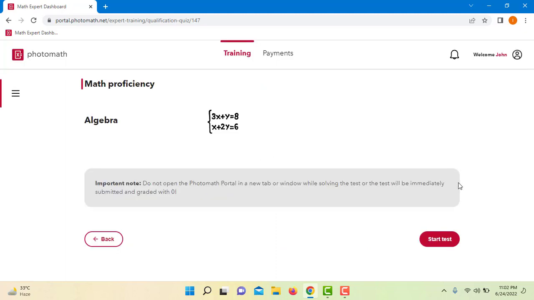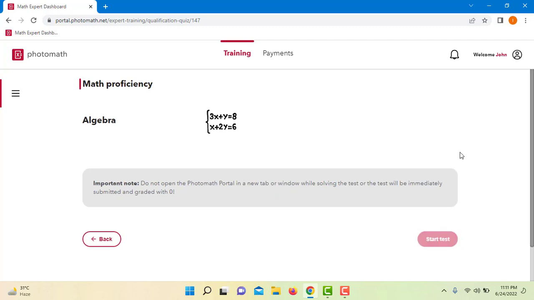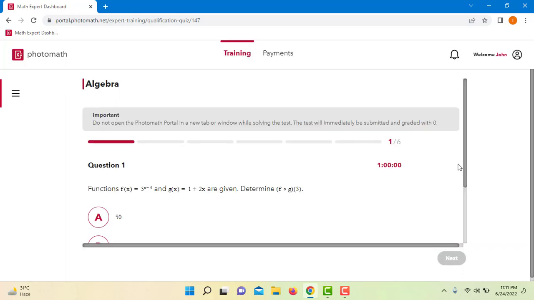Whenever you start the exam, please do not open a Photomath portal in a new tab or window. Otherwise, the test will be submitted immediately and the test will be graded 0. Now start the exam. You will get the first task. Each task has 4 options and you have to choose the correct one.